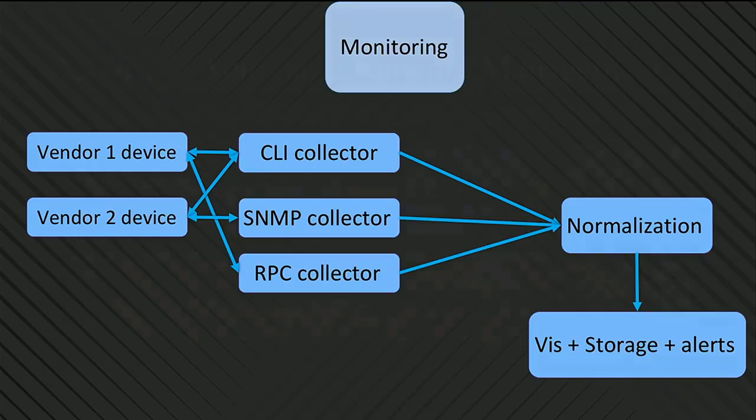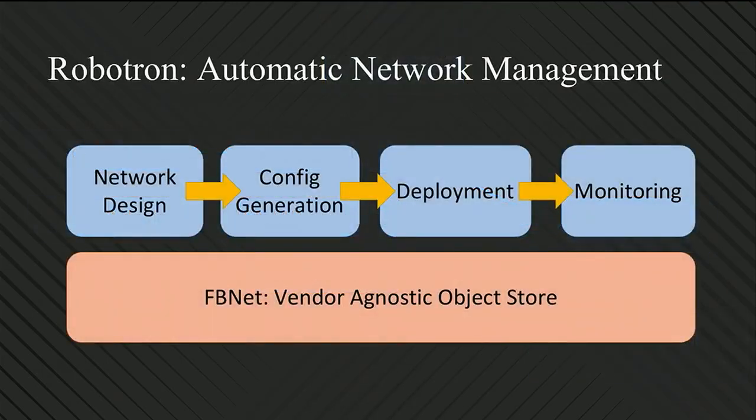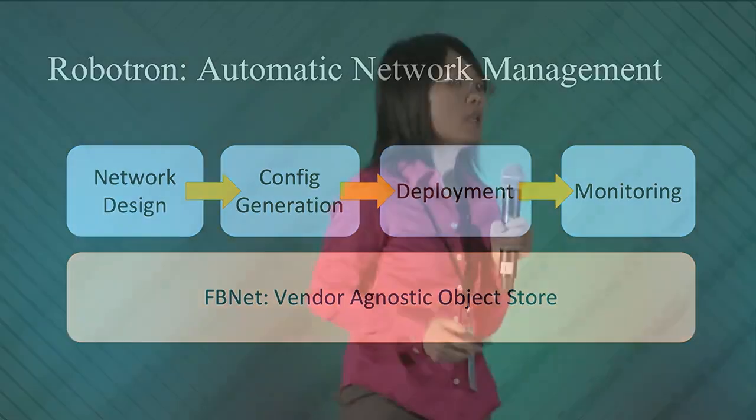So this is how our management system, Robotron, manages our network. Robotron was started in 2008. And since then, it has been used to manage and scale our entire Facebook network, not just edge. It is also used to scale data center and backbone. So today, I will describe how we use Robotron to scale our edge network.